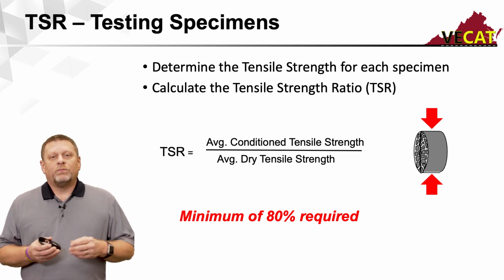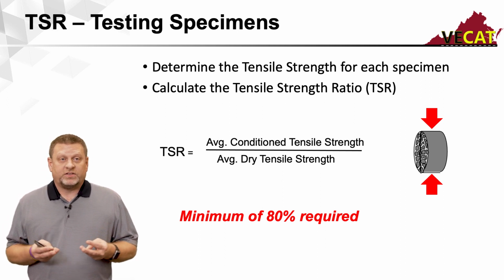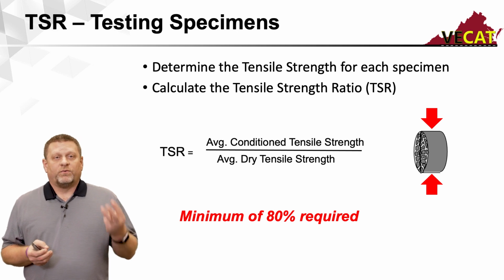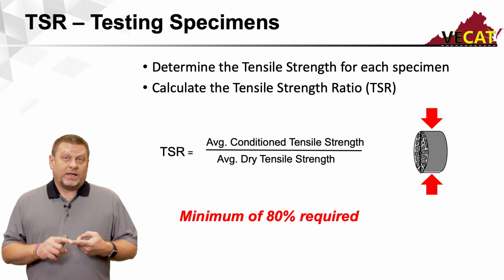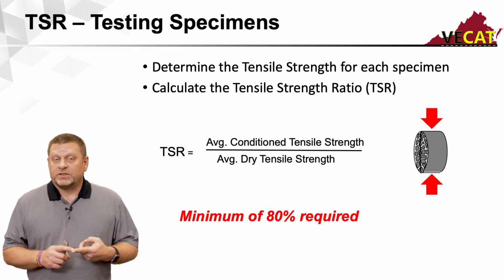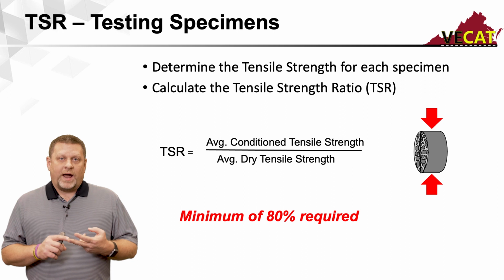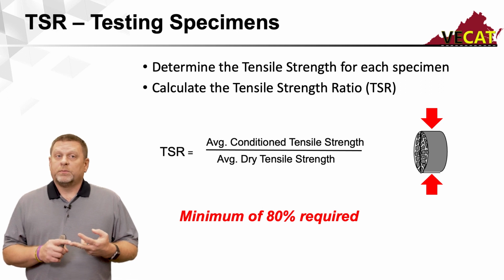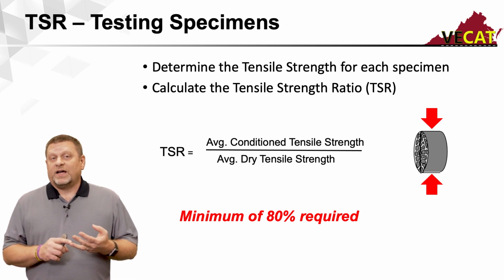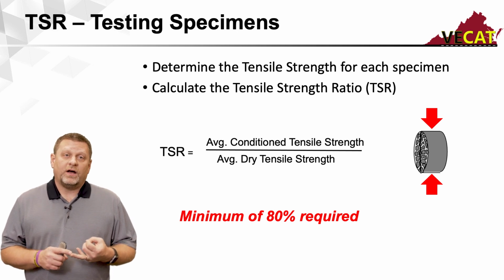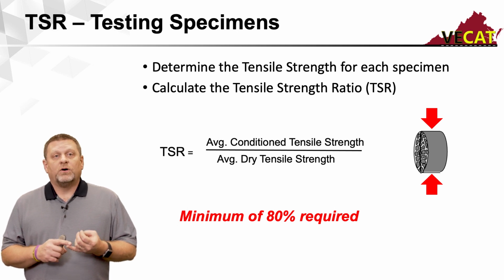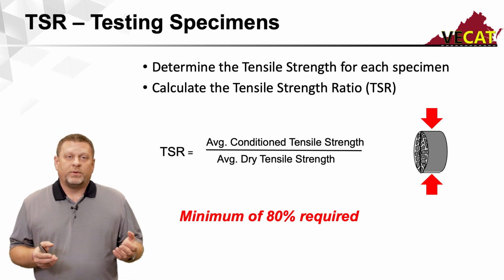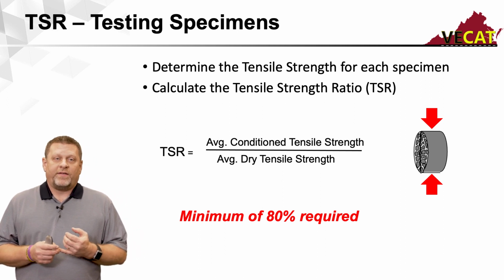And once we've done 6 specimens, a minimum of 6, you can do more, we're going to have 3 that were conditioned. Our conditioned set of pills were vacuum saturated to between 70 and 80%. They were wrapped in plastic and frozen for a minimum of 16 hours. After the 16-hour cycle, they were put in a hot water bath, 140 degrees Fahrenheit, for a minimum of 24 hours. Then after the 24-hour soak, they were put through temperature equilibrium for 2 hours in the 77-degree bath.